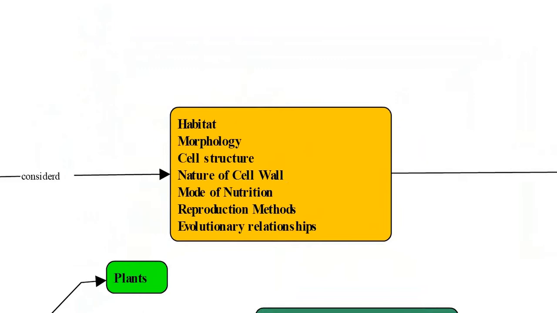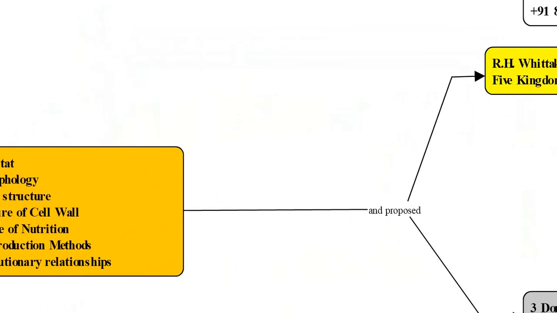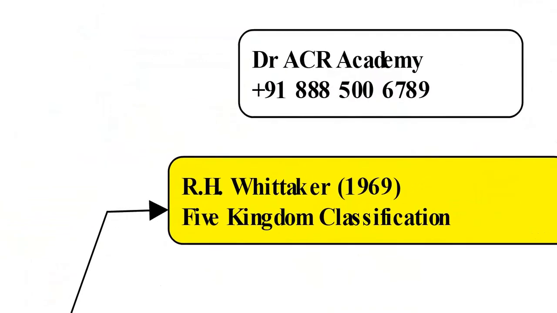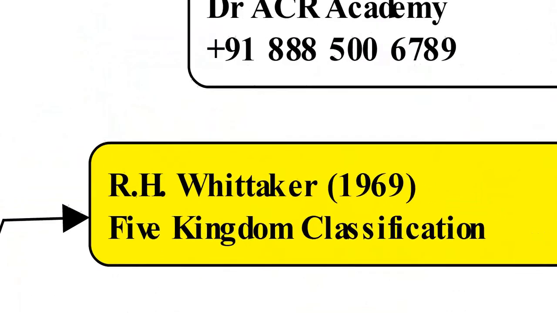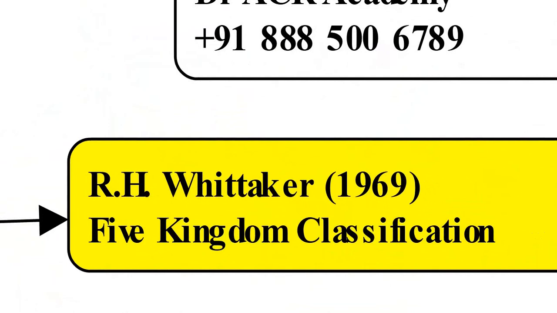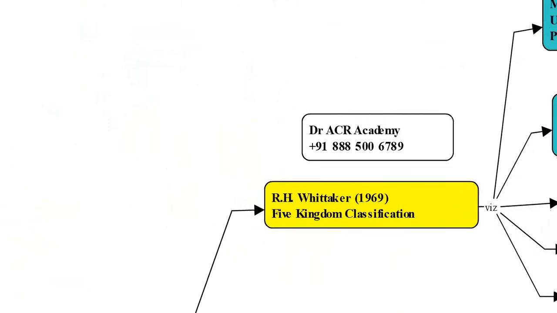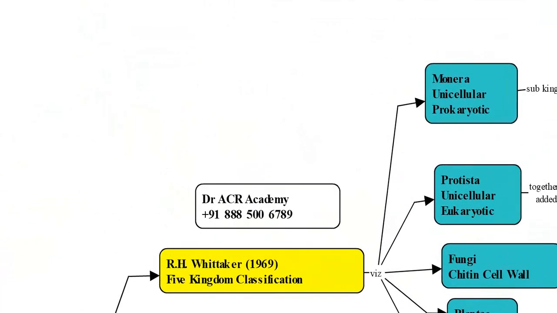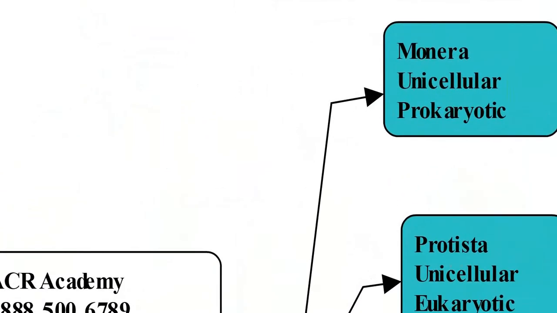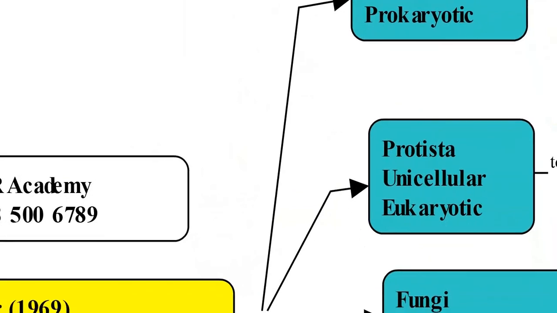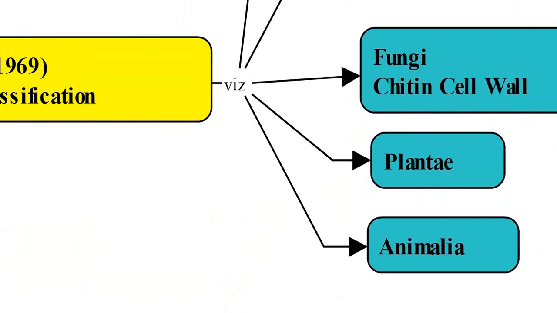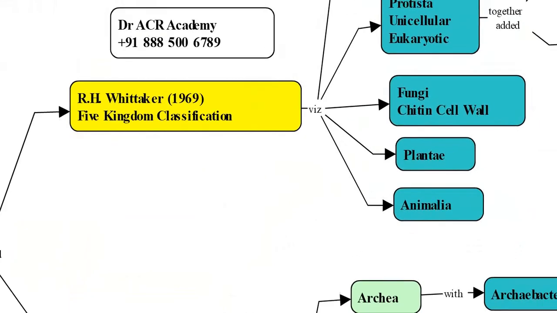Among all these, the most widely accepted classification is the five kingdom classification proposed by R.H. Whittaker in 1969. So as per R.H. Whittaker, the five kingdoms include the Monera, the Protista, the Fungi, Plantae, as well as Animalia.